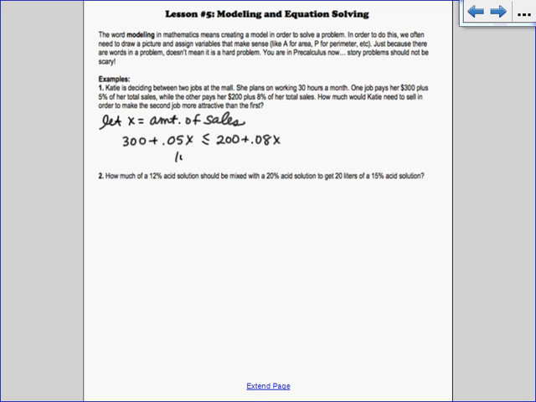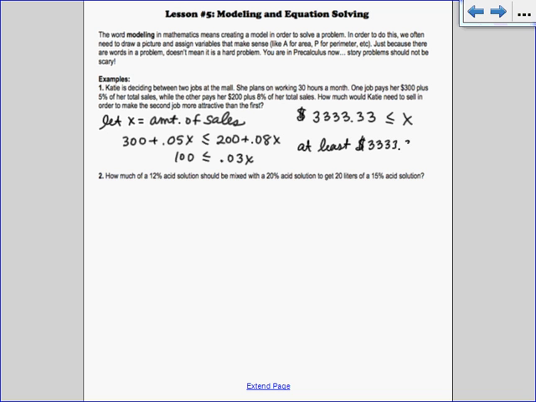All right, so subtract the 200. I get 100 is less than or equal to 0.03x. So when you divide that out, you get the lovely $3,333.33. I could have made it much nicer, couldn't I? Is less than or equal to X. So what does that tell us? That she needs to make at least $3,333.33 worth of sales, right? So that's, man, that sucks.